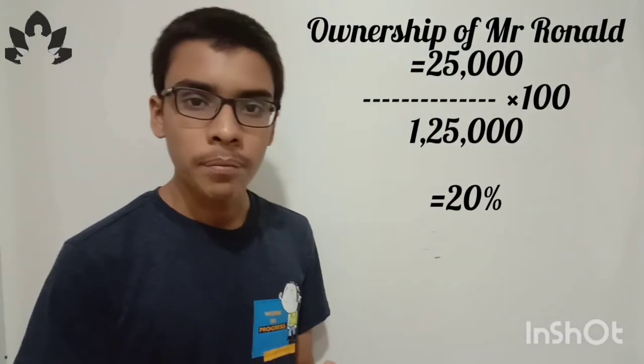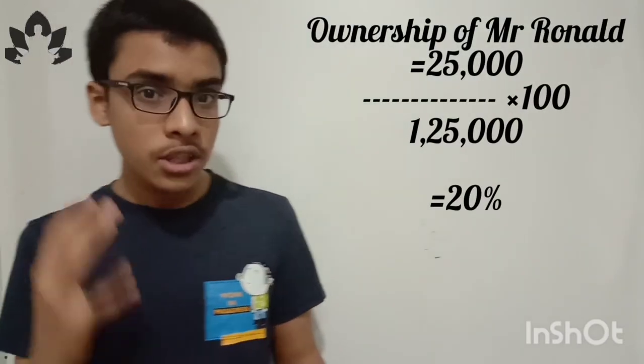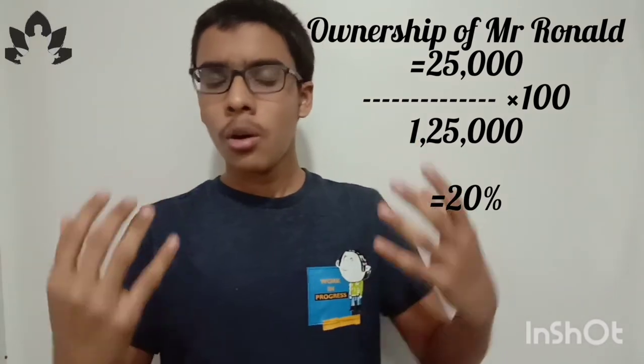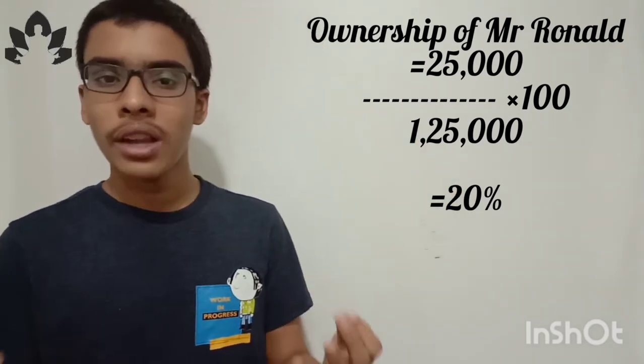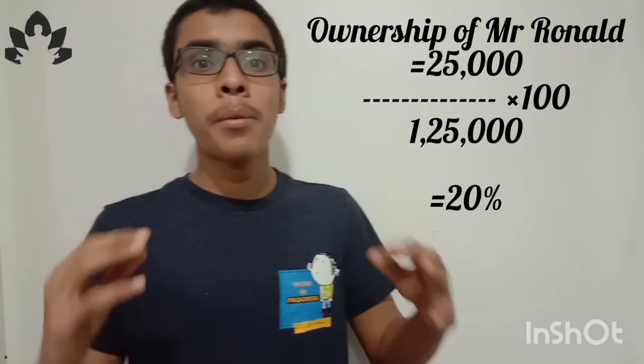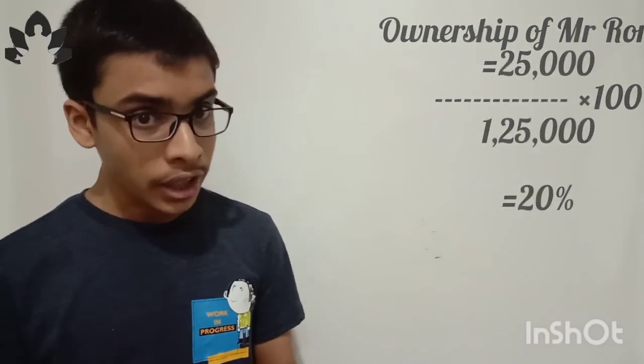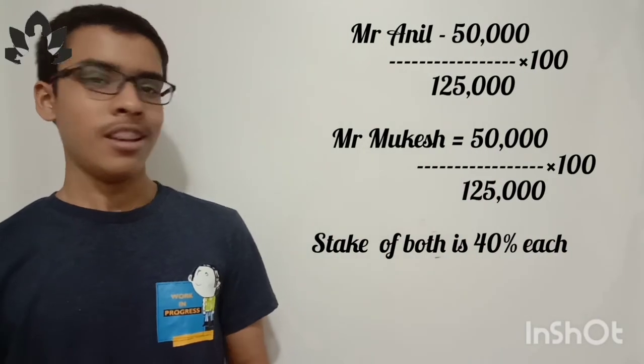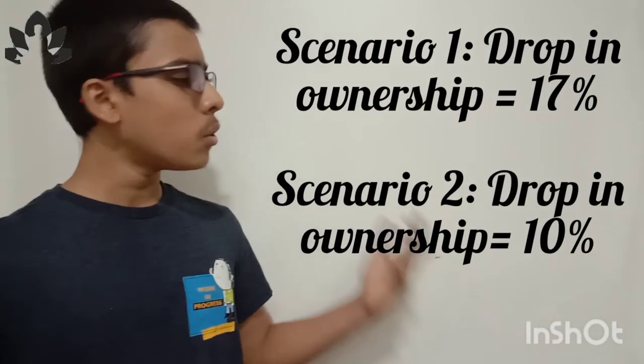So now, what is the ownership of Mr. Ronald? The number of shares Mr. Ronald owns is 25,000 upon 1.25 lakh, right? So his ownership right now is 20%, correct? And the ownership of Mr. Mukesh and Anil is 40%. Remember in the last scenario that ownership was reduced to 33%, which is a 17% drop in ownership, correct? But now the drop in ownership is only 10%.